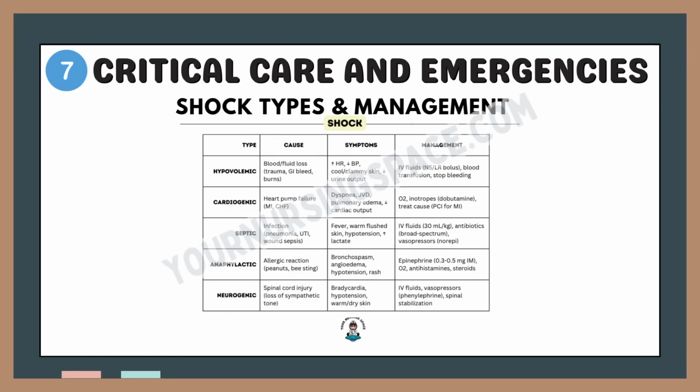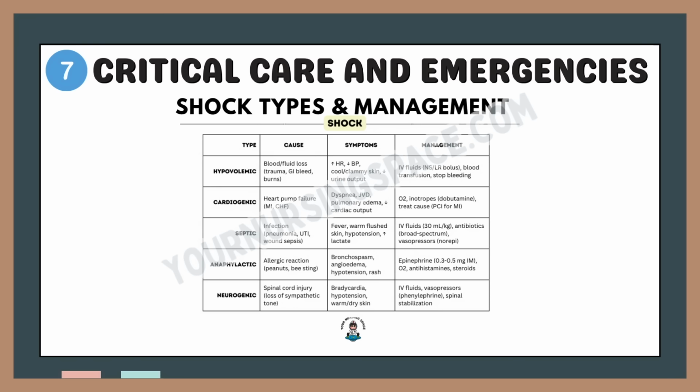Neurogenic shock from a spinal cord injury gives low blood pressure, slow heart rate, and warm skin. Fluids and dopamine lift it. An anaphylactic shock from a peanut allergy, say, shows airway swelling and rash. Epinephrine 0.3 to 0.5 milligrams intramuscularly, plus antihistamines.